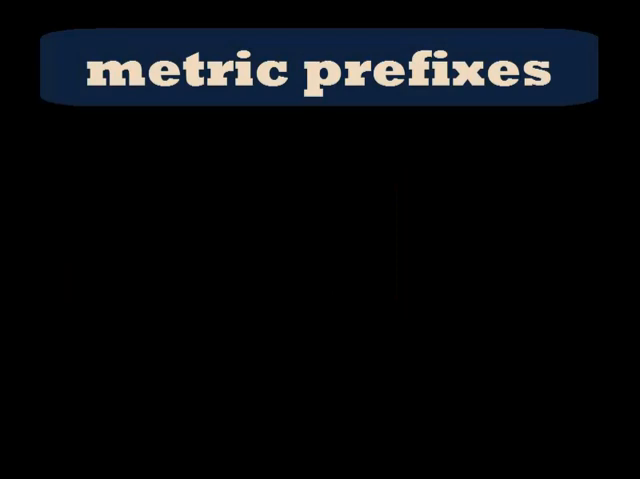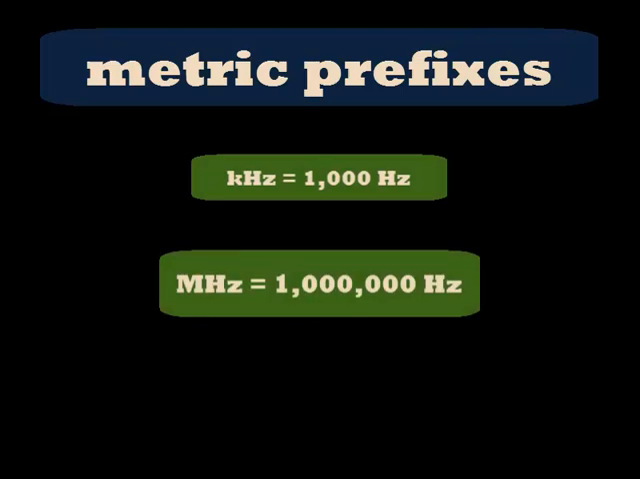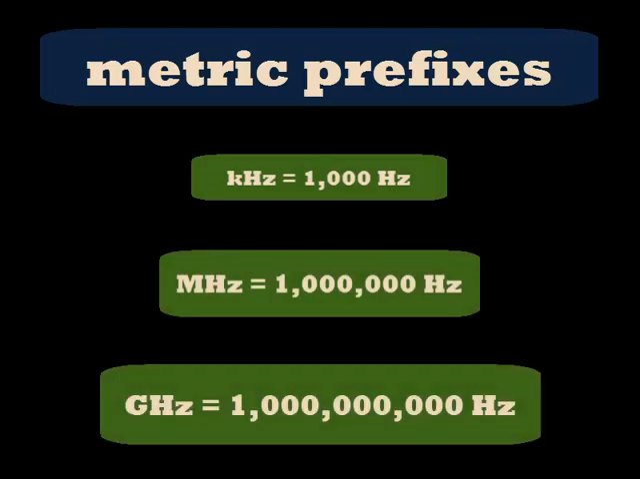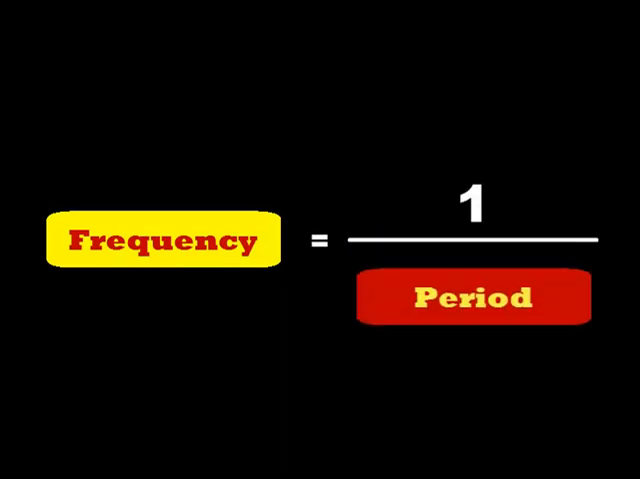Large frequencies often have metric prefixes like kilohertz, which is thousands of hertz, megahertz, which is millions of hertz, or gigahertz, which is billions of hertz. If you know the frequency of a wave, you can easily calculate the period of the wave and vice versa. They're reciprocals of each other.